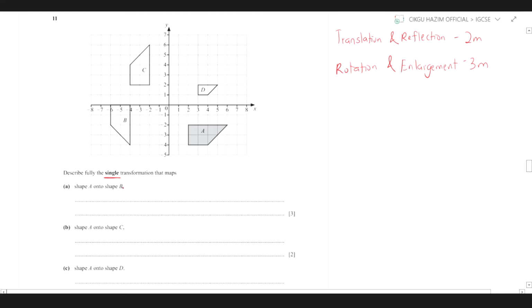Where is the object? Where is the image? Right now your object is A. Shape A onto B, so your image here would be B, and your object is going to be A. So how to transform from A to B?